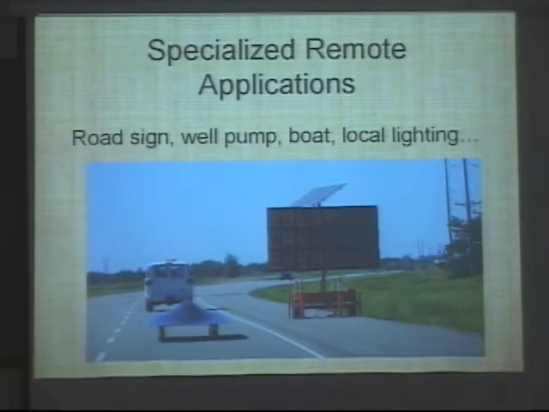Other places they work is in a rural well pump. You want to pump water. On a boat, obviously, you can't plug it in, so it works really well. And on a boat, you usually have a battery and do everything in DC, skip the inverter. Street lighting, and most of you have seen the little lights that you can buy now to put in your yard that have solar panels, LEDs, and their own battery, and do everything internally.